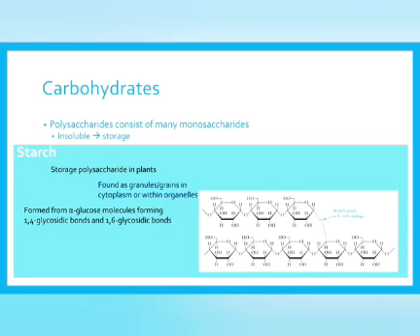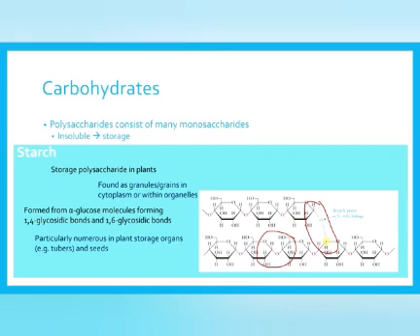So I've got a diagram showing this here. Our 1,4-glycosidic bonds are the bonds which form this straight chain, and the 1,4 refers to the location of where this bond forms within the glucose molecule. We can also get these 1,6-glycosidic bonds, and the formation of these 1,6-glycosidic bonds forms branches within our starch. So starch is particularly numerous in plant storage organs such as tubers, which are like potatoes, and also in the seeds, because in all of these we need a large amount of energy stored.